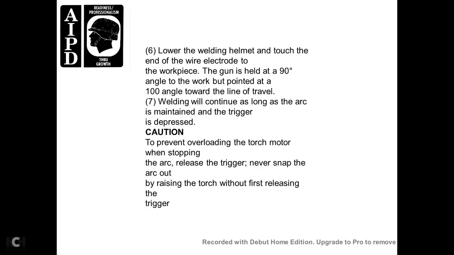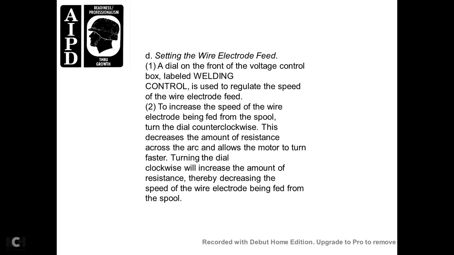Lower the welding helmet, touching the end of the wire electrode to the workpiece. The gun is held at a 90-degree angle with the work and at a 10-degree angle toward the line of travel. The welding will continue as long as the arc is maintained and the trigger is depressed. Caution: prevent overloading the torch motor when stopping the arc. Release the trigger. Never snap the arc out or raise the torch without releasing the trigger.